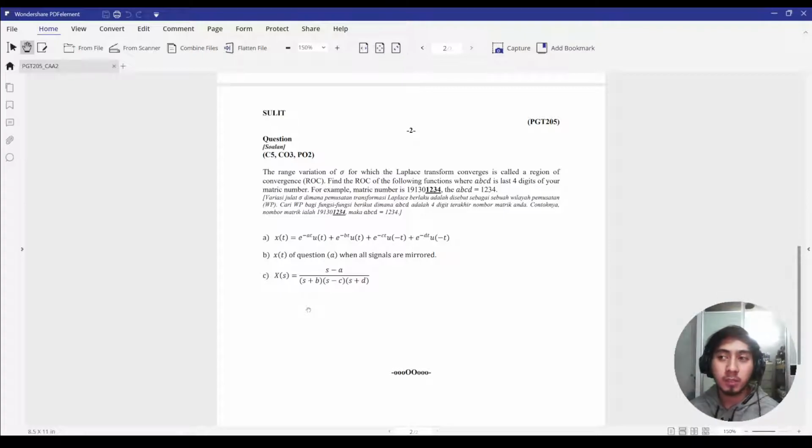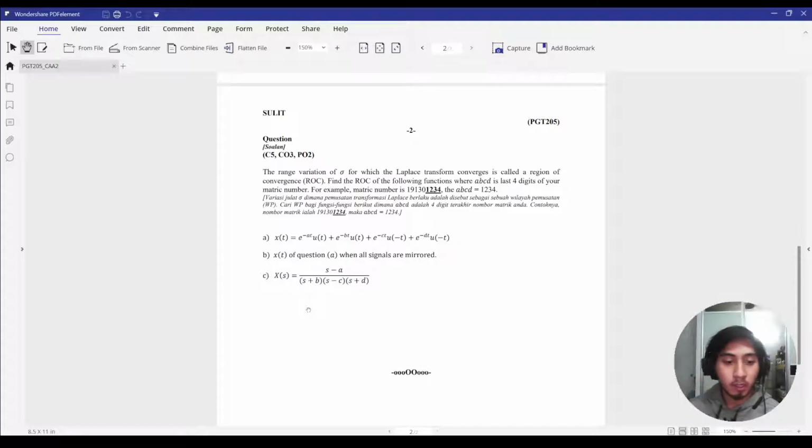So today I'll be explaining about CAA2 for signal system. For today's question, we'll be looking for regions of convergence for these three equations. The region of convergence is a region where all of the signals are focused.